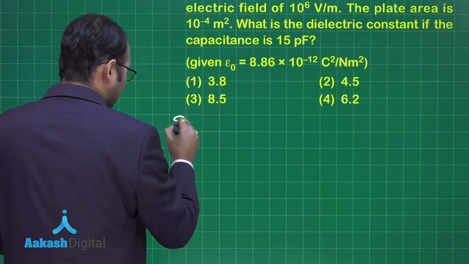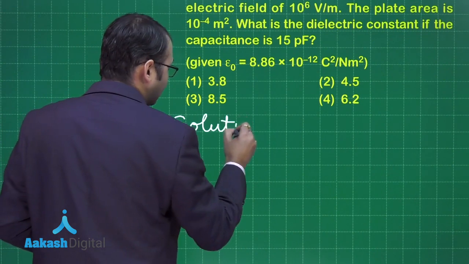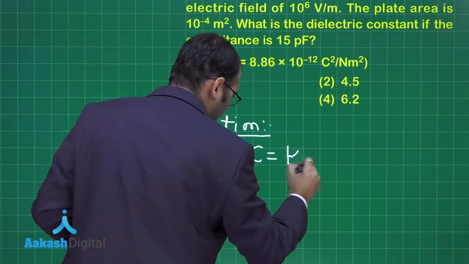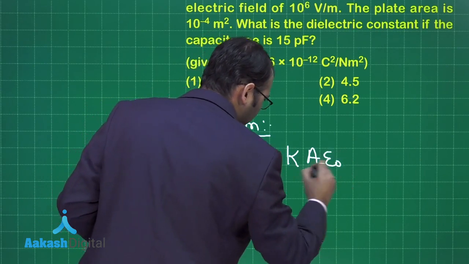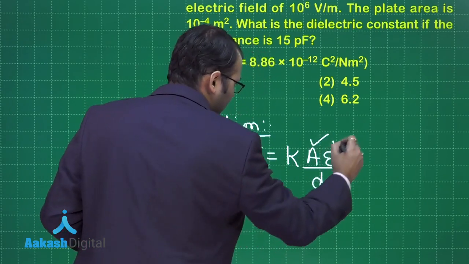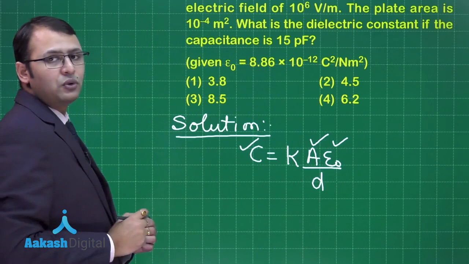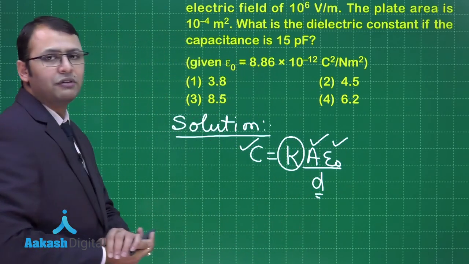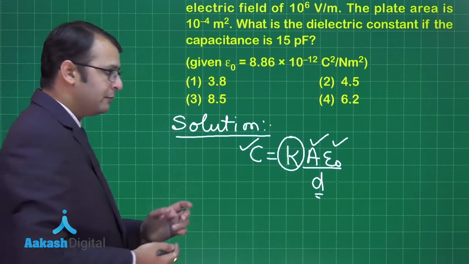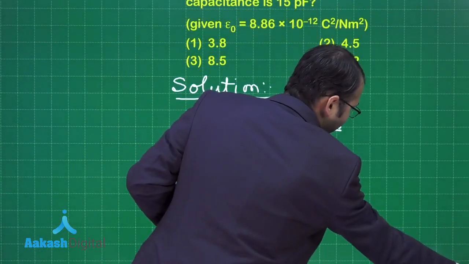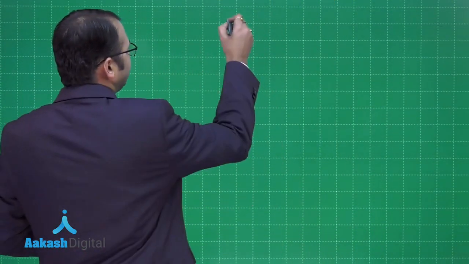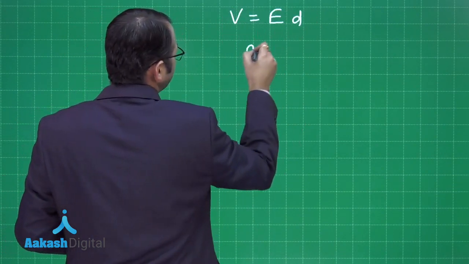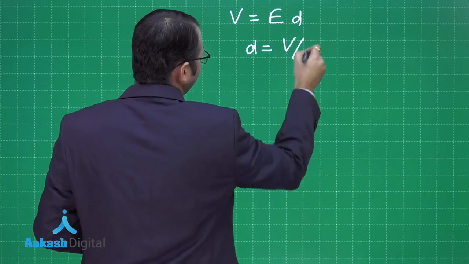The question is asking for the dielectric constant's value, and we know that C is equal to K A epsilon naught by D. This is given to us, this is given to us, and this is given to us. We need to find K, but first we need to find D, then only we will be able to find the value of K. And in order to find D, we can simply do that. The potential will be equal to E into D, or I'll say D is equal to V by E.